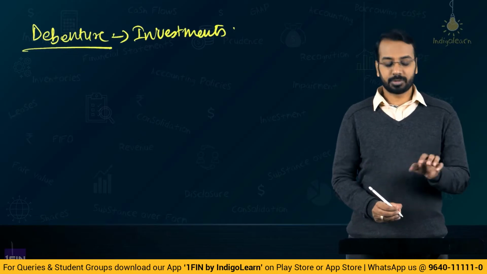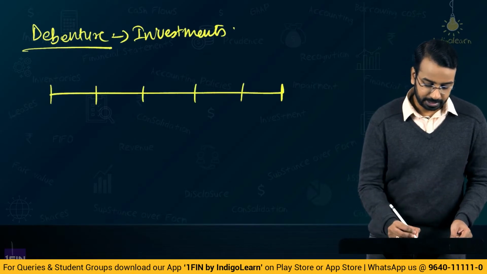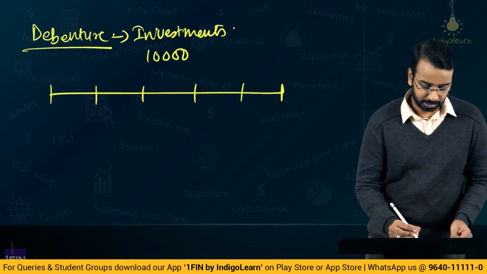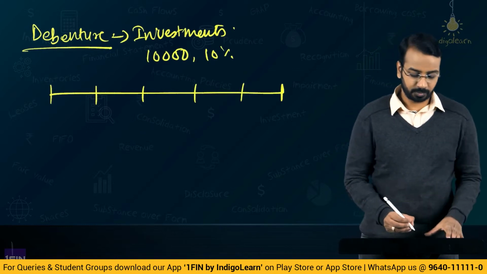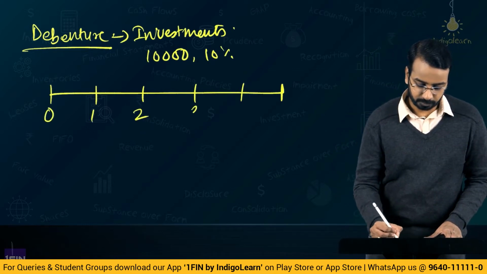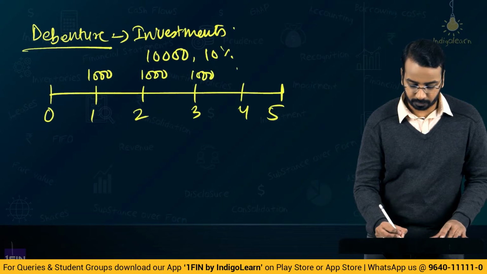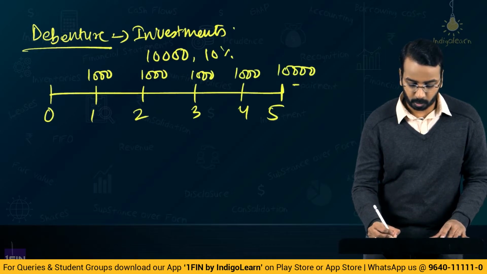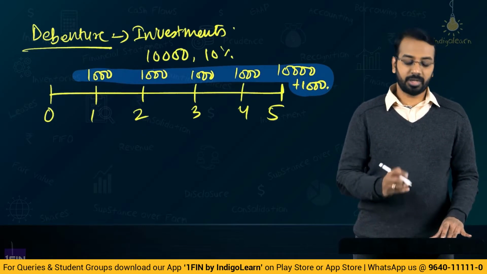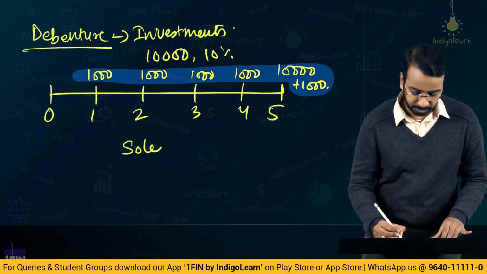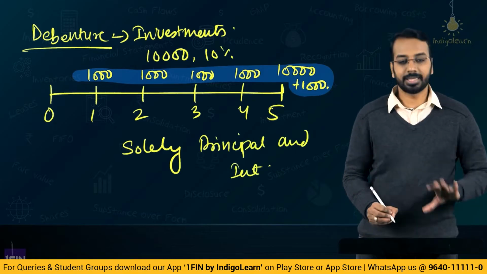Now under the contractual terms of the debenture, let us say it's a 5-year debenture, years 1, 2, 3, 4, 5, and let's say it's 10,000 debentures and the coupon rate is 10%. Now what is the contractual cash flow here? Let's put the years. In year 1 you will get 1000 of interest, here also 1000 of interest, 1000 of interest, 1000 of interest, and here 10,000 of principal plus 1000 of interest, right? This is what we mean by contractual cash flow, and here the characteristic of contractual cash flow is that of solely principal and interest. There are no other cash flows.